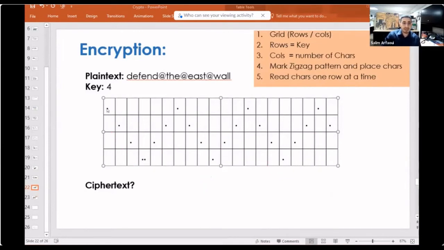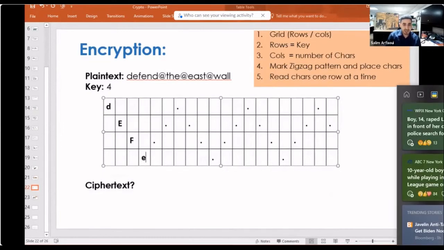Okay, let's place the characters. So the first character is D. The next character is E. Oops. So the next character is E. The next character is F. They're automatically turned into caps, so don't worry about that.